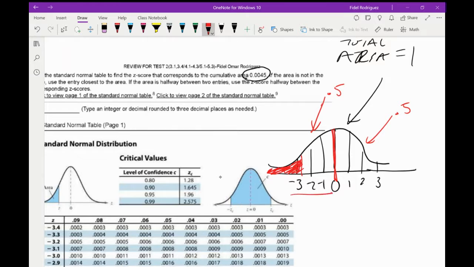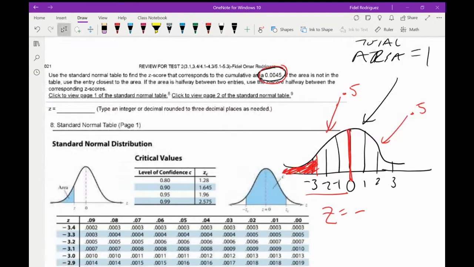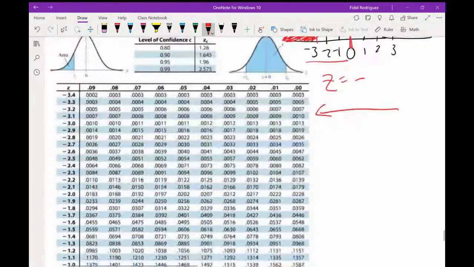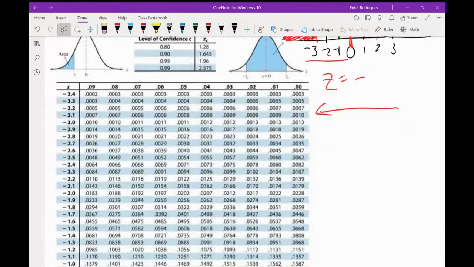So I'm going to have a z-value somewhere over here, so I already know that my z-value is going to have to be negative because the area they're giving me is smaller than 0.5. So first way I'm going to do this, y'all, using my table. What I'm going to do is hunt through all these numbers and see if I can find 0.0045. So 0.0045, 0.0045, it is right here.